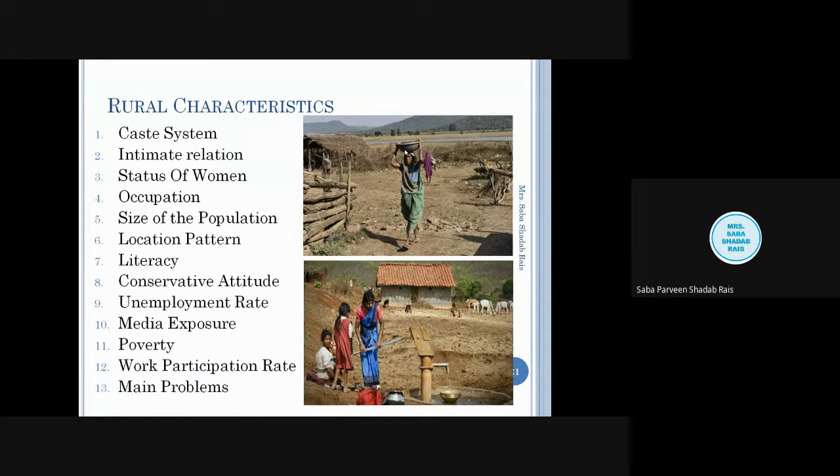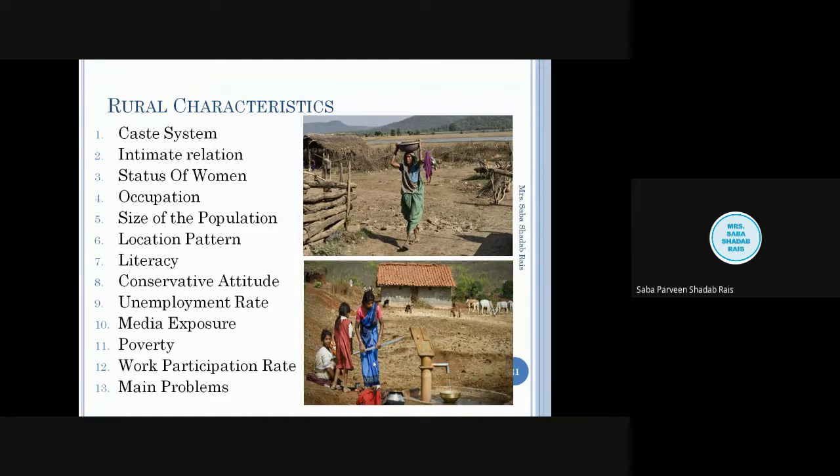Now, what are the main problems in the rural area? Lack of infrastructure facilities such as roads, transport, and electricity. Here you can see they are using a hand pump. They do not have a proper water facility. If water is not sufficiently present, definitely that will be challenging for the sanitation and hygiene of that area. Literacy is a major problem. There is a low level of literacy.